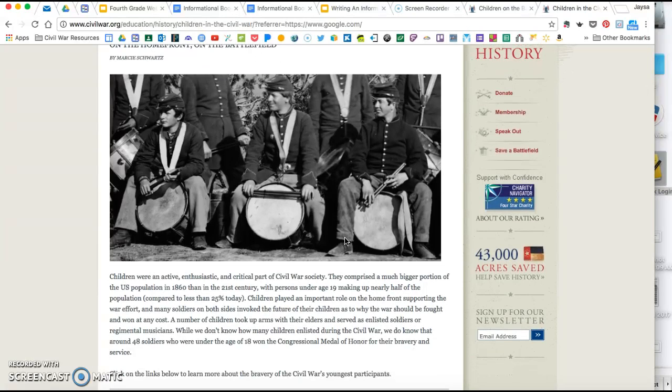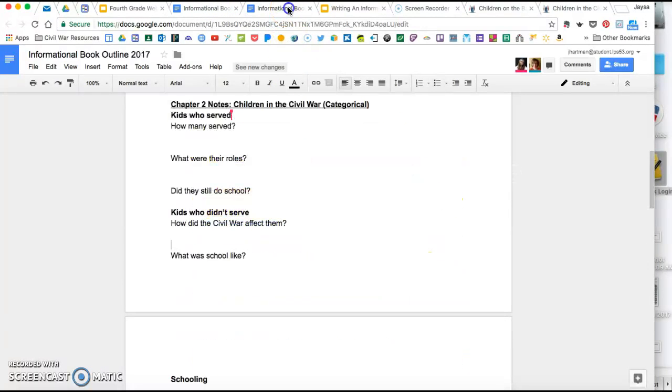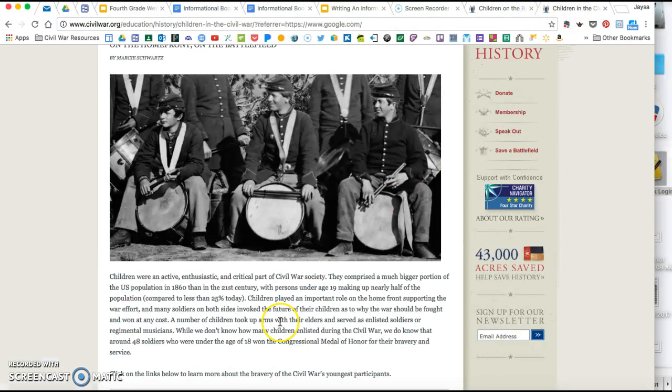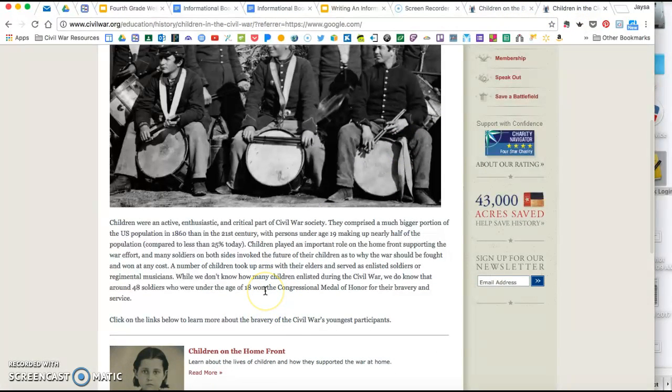Okay? Am I going to read, children were active, enthusiastic, and a critical part? Oh, I got to go put that in my notes. Am I going to do that? No. I would skim the whole article. Just like we talk in close reading, you read to get the flow. I would skim the whole thing, and this is just one paragraph, so I'm going to skim it real quick. Okay, take some time skimming it, which I already did before you guys came in here.